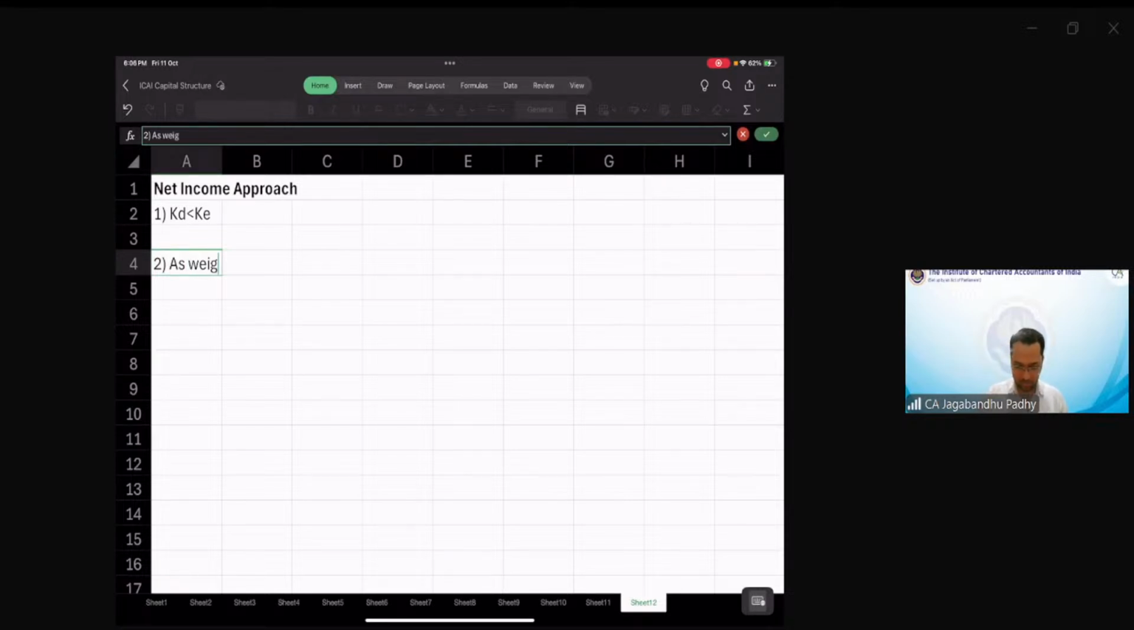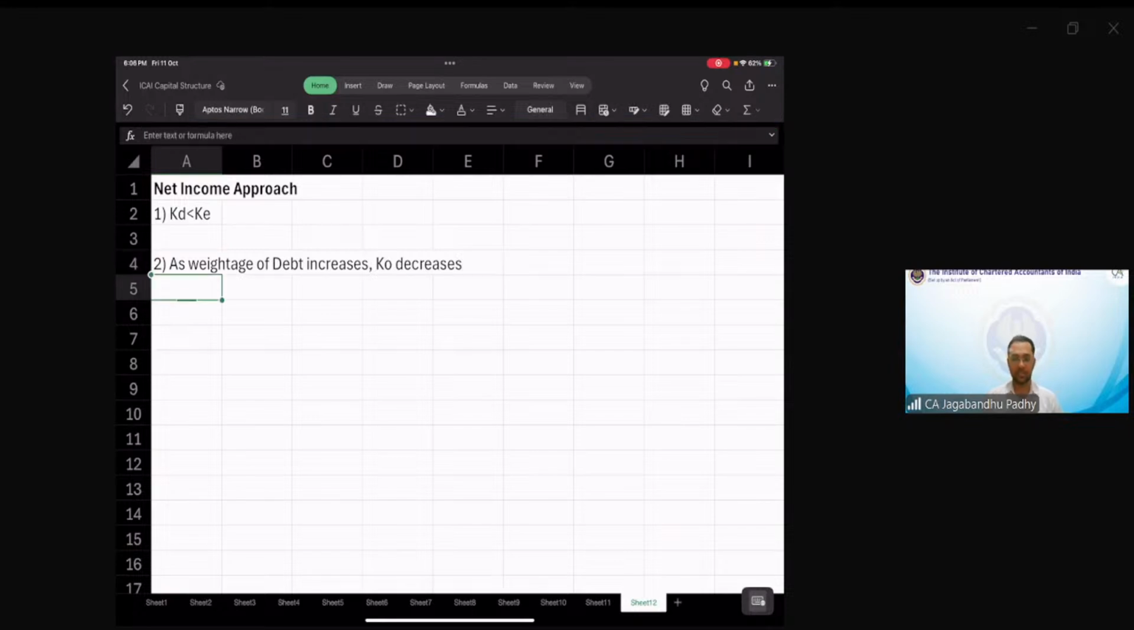as the weightage of debt increases, the overall cost of capital decreases. So as the weightage of debt is going to increase, the overall cost is going to decrease. That is what they're stating. Let me just demonstrate it with you.